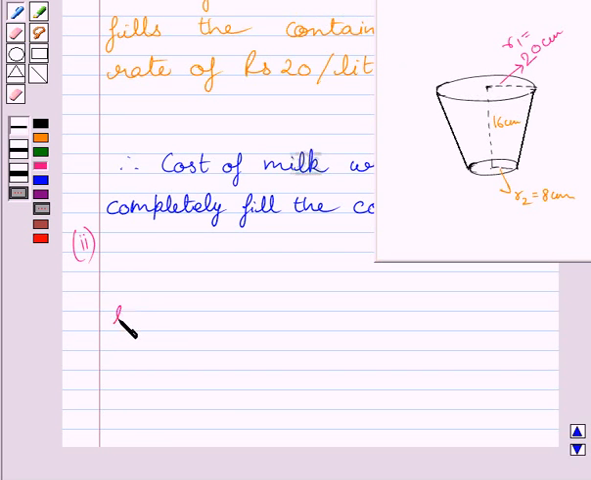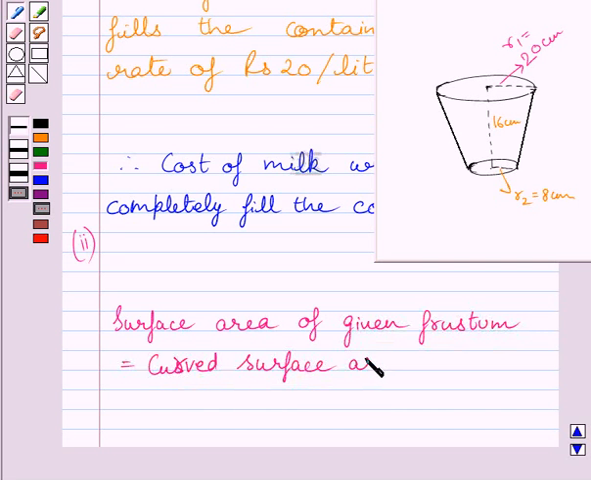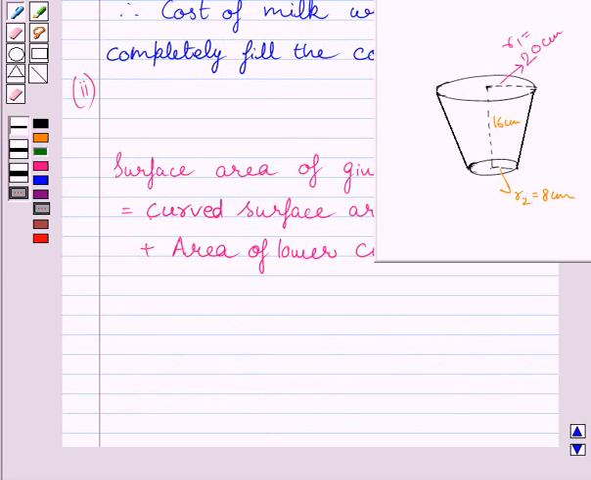So we can write surface area of given frustum is equal to curved surface area of frustum plus area of lower circular end. From key idea, we know curved surface area of this frustum is equal to pi L multiplied by R1 plus R2, and area of this lower circular end is equal to pi multiplied by square of R2. Now here L represents the slant height and R1 and R2 are radii of upper and lower circular ends.